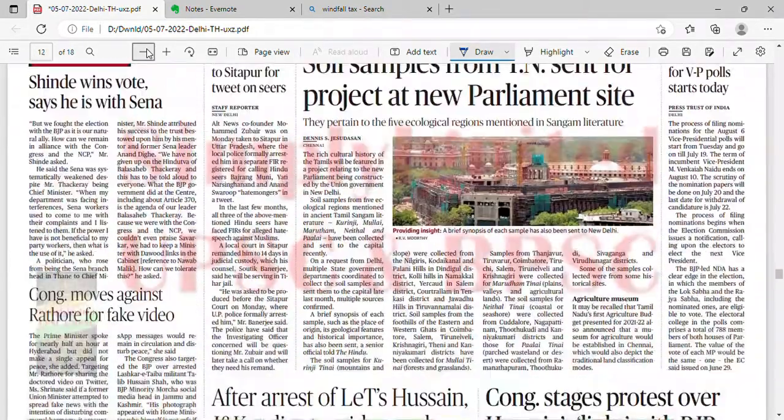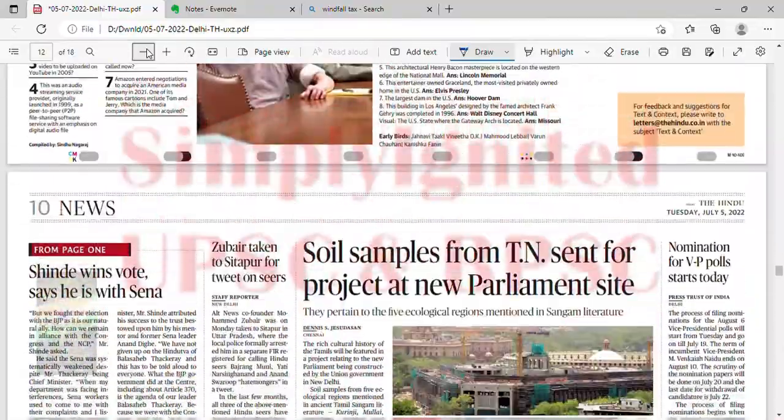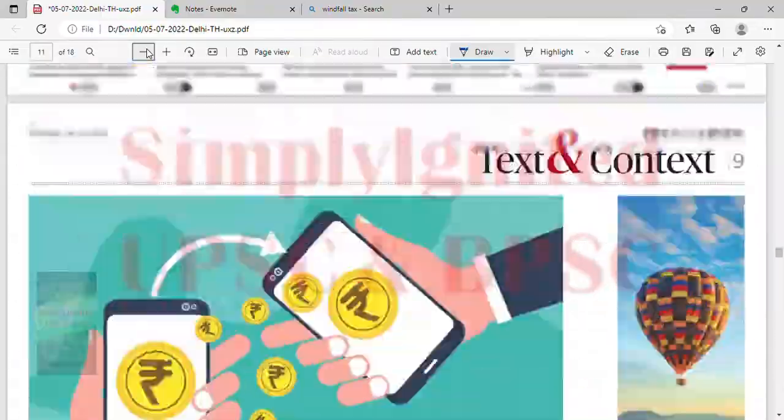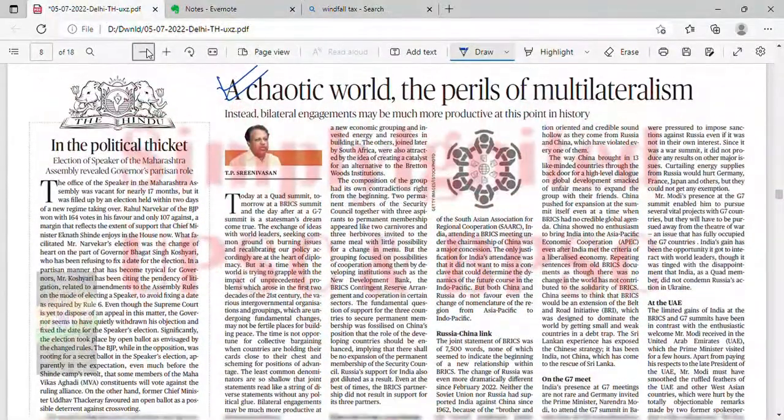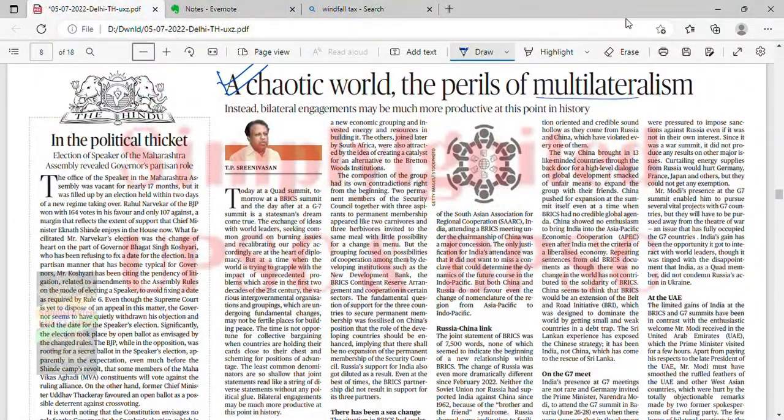Now let's see. So we are left with 2-3 articles more. Now let's see. A chaotic world, the perils of multilateralism. What is multilateralism? It is the opposite of unilateralism. That is, there are multiple partners to a project, not bilateral or unilateral.